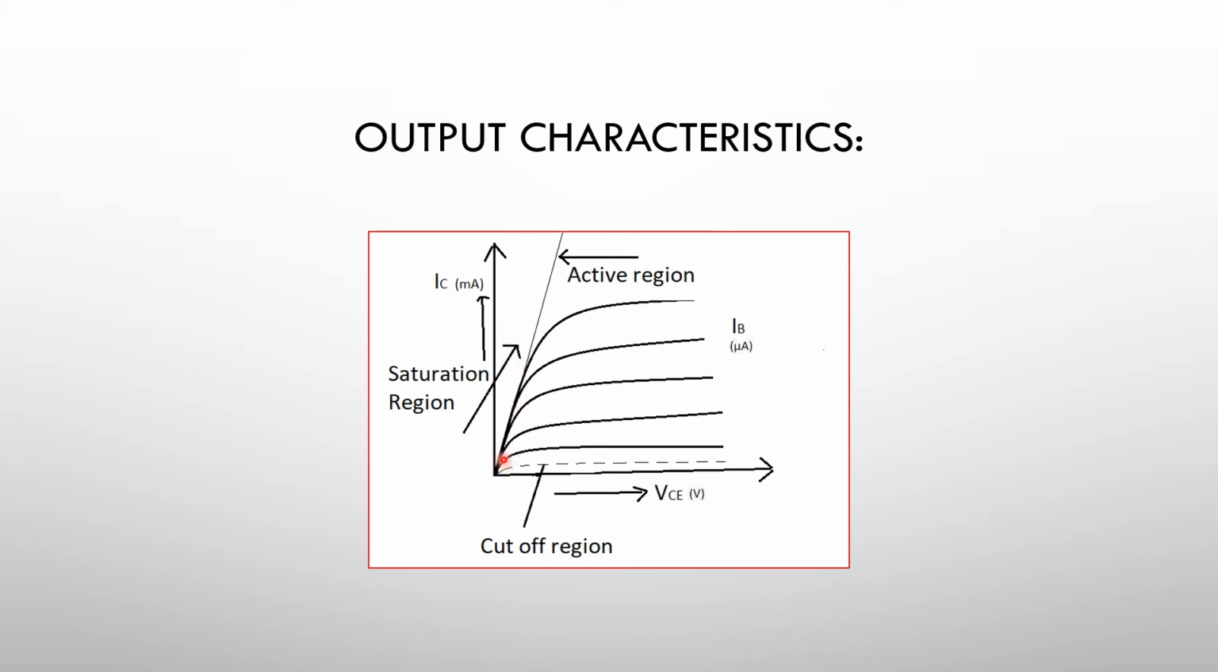So we can observe that when the collector current increases at different IB, this part is nothing but the saturation region, and this portion is the active region. Whereas what we can observe here below this current, this region is called the cutoff region.